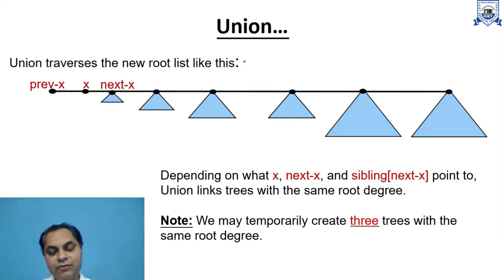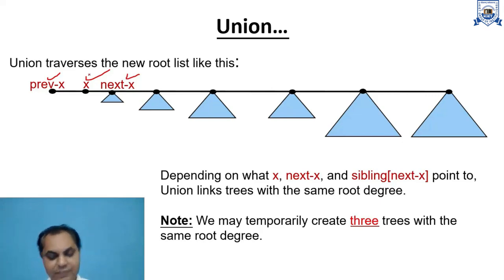To resolve this problem we consider three variables. X denotes the node which is being considered at that particular time. Previous X denotes the node on the left of X on the root list, and next X denotes the next node on the root list of the final binomial heap, on the right side. So for the node X being considered, we consider two more nodes: previous X on the left side of X, and next X on the right side of X.